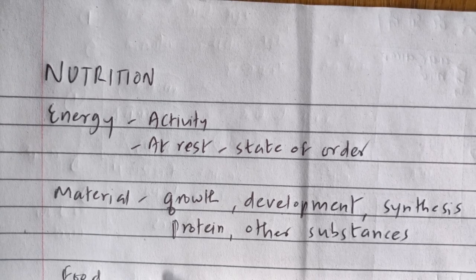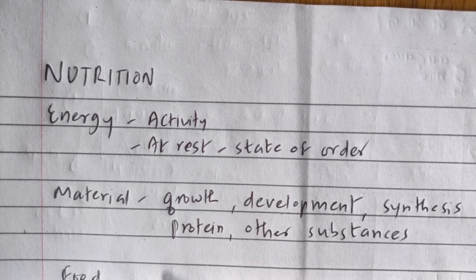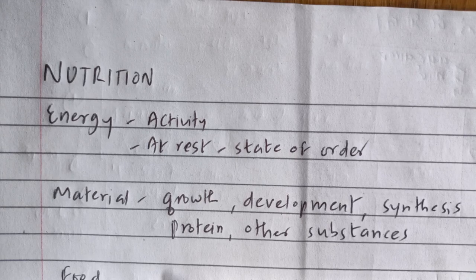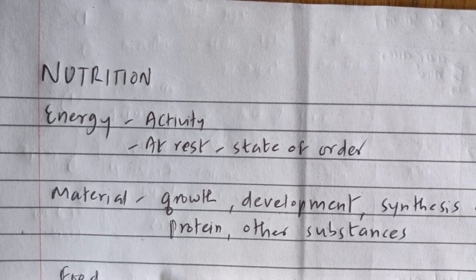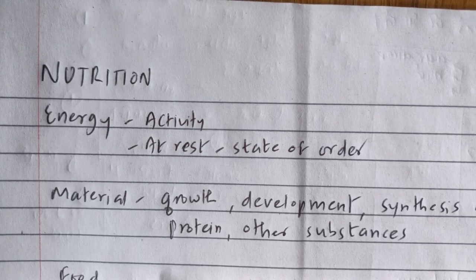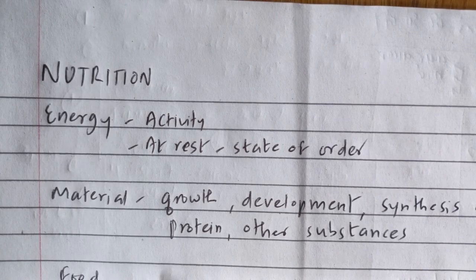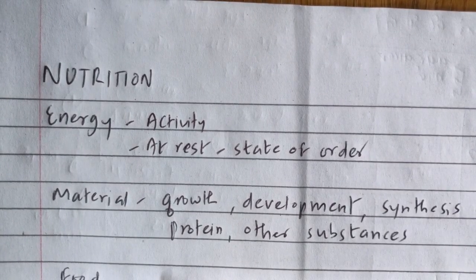So consider a person who is either running, walking or cycling. Then they are using up the energy. But even when they are not doing any apparent activity, energy is still needed to maintain a state of order in our body. And we also need materials from outside of the body to grow, to develop, to synthesize the proteins and other substances that we need inside our body. So this source of energy and the material comes from the food.